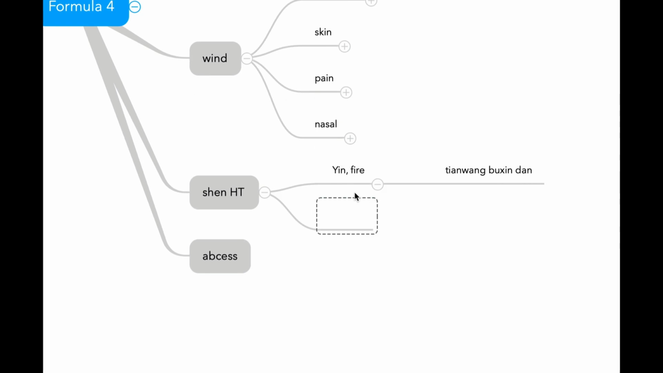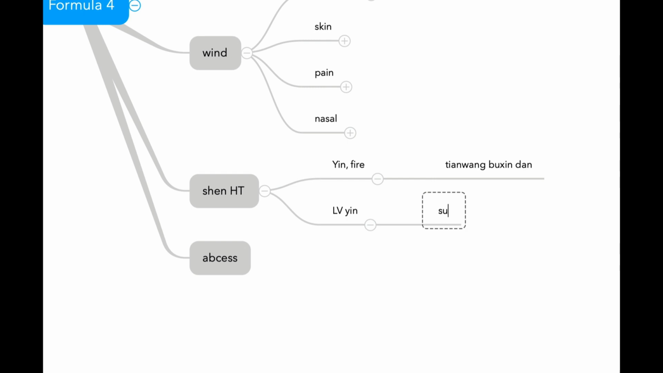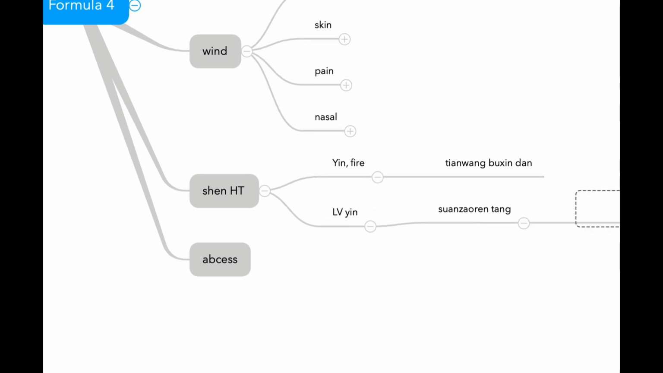And if it goes to liver yin, Suanzaoren Tang. So Suanzaoren Tang, if the pulse is given, do not forget this formula for a wiry pulse. Because a wiry pulse is not that straightforward, intuitive with Suanzaoren Tang, because it is a heart tonifier but tonifies liver yin. So remember this for your examination.